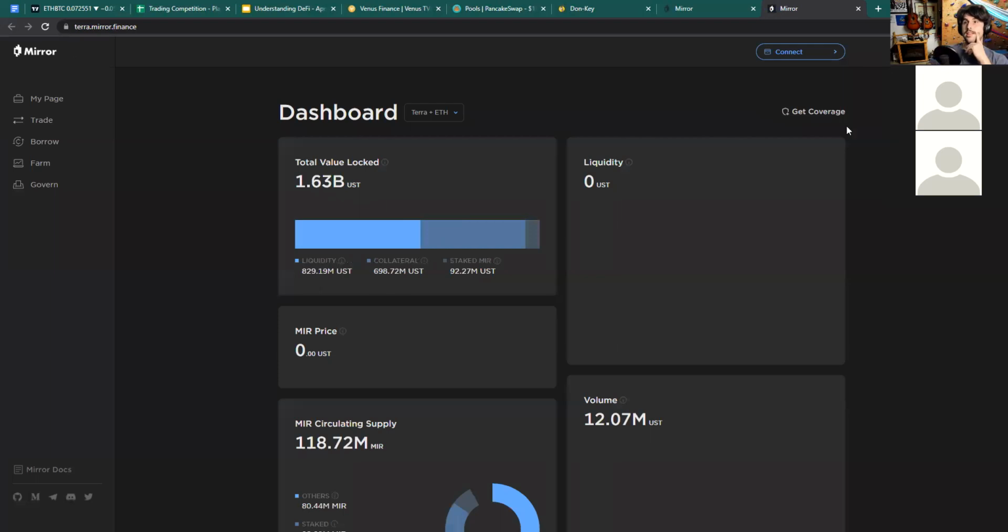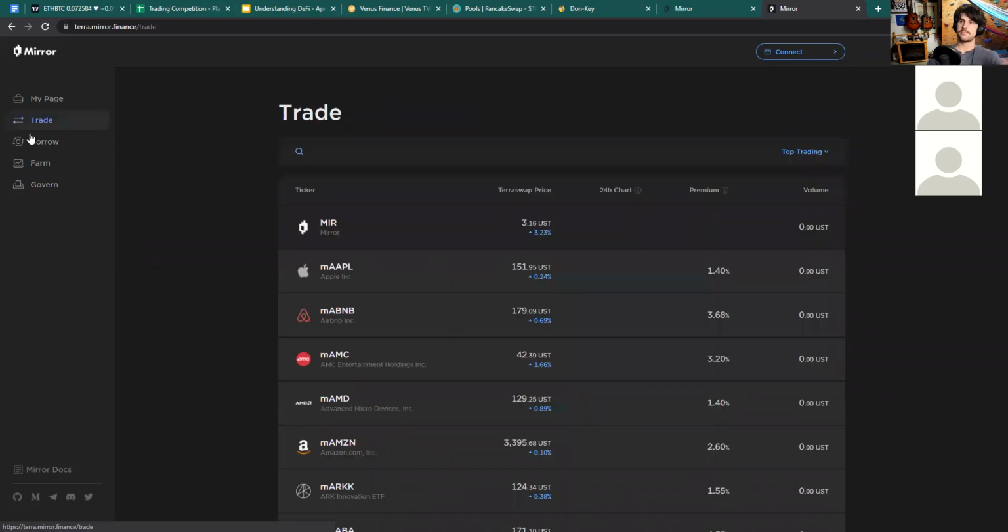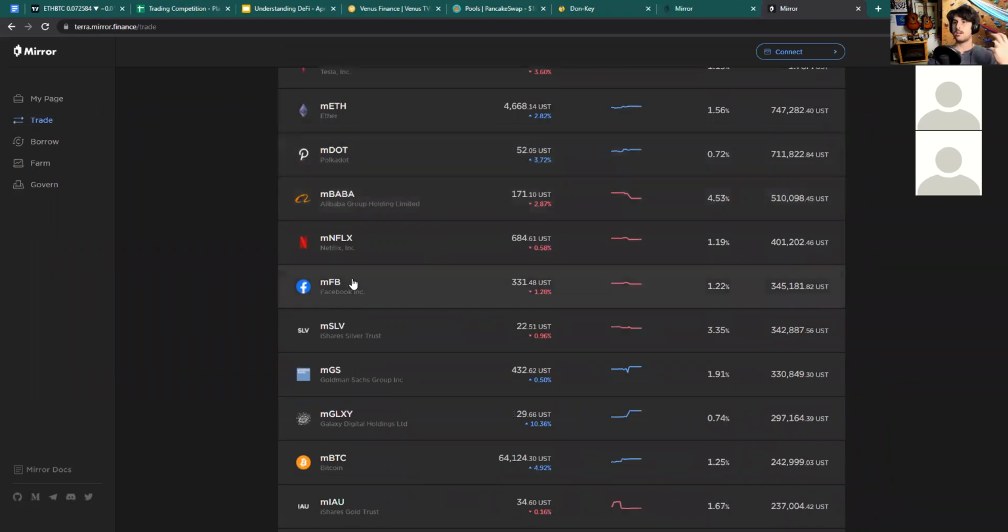Now, let's take a look at the Terra version. Just wait for it to load. And then you can see the total value locked in this protocol is approximately $1.6 billion. So there's a lot of money in it, a lot of liquidity, over $800 million, a lot of collateral, and also the Mirror token, which is their governance token. They have almost $90 million staked of it.